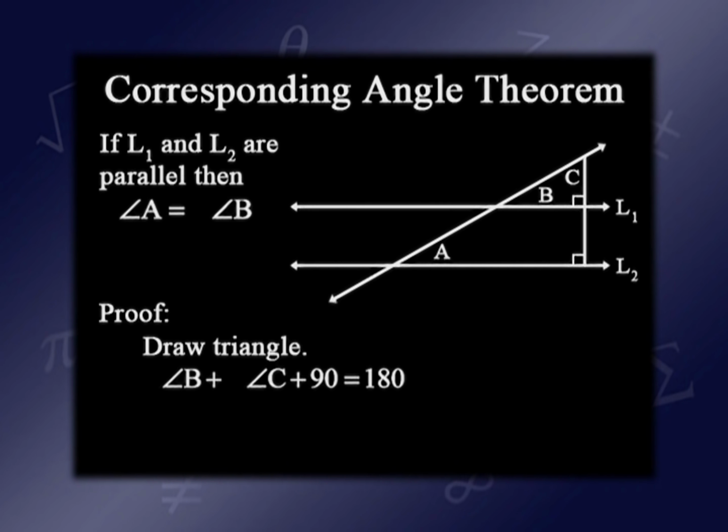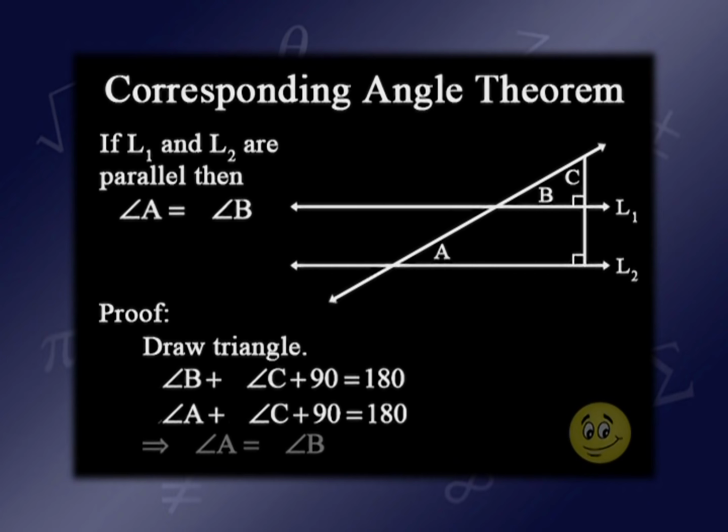Likewise, if we look at the big triangle, that is the angle A, the right angle and angle C again, we see the sum of those angles is 180 degrees. That is, angle A plus angle C plus 90 is 180 degrees. Now, if we subtract those two equations, what do we see? We see that angle A minus angle B is 0. That is, angle A equals angle B as promised.